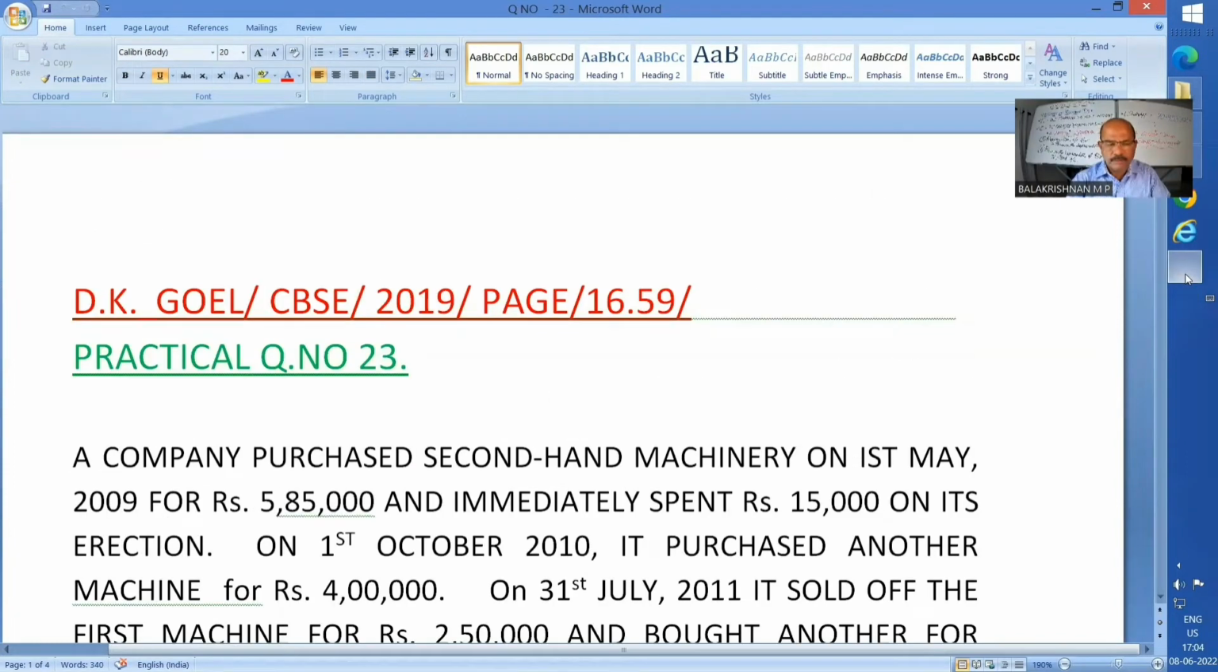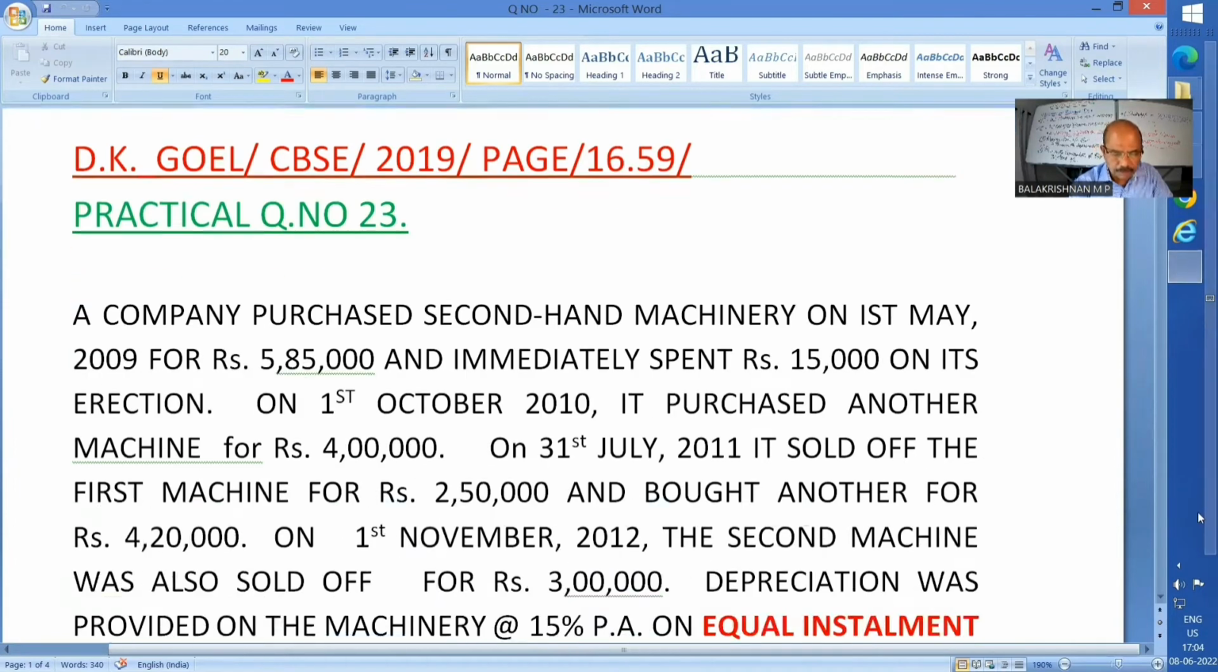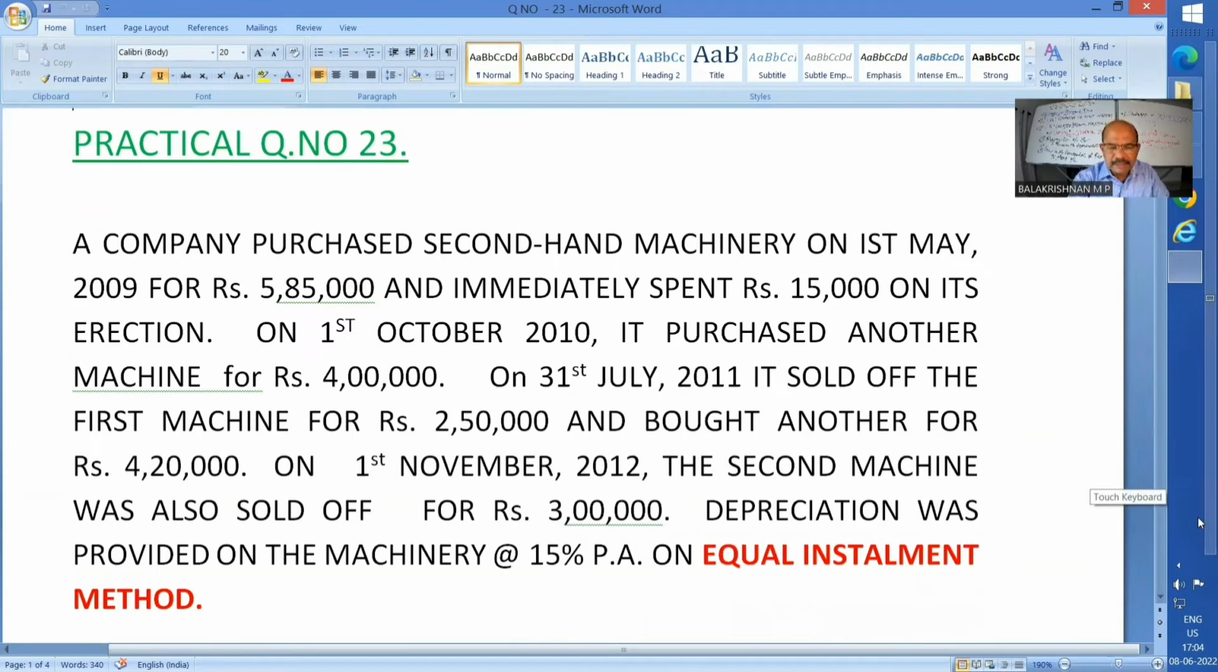Well, students, the sum being worked out is practical question number 23, page 16.59, T K Goel, CBSE 2019. It's as follows. A company purchased second-hand machinery on 1st May 2009 for rupees 5,85,000 and immediately spent rupees 15,000 on its erection. On 1st October 2010, it purchased another machine for rupees 4 lakhs. On 31st July 2011, it sold off the first machine for rupees 2,50,000 and bought another for rupees 4,20,000.